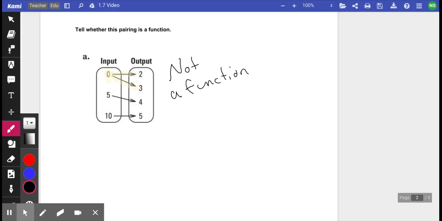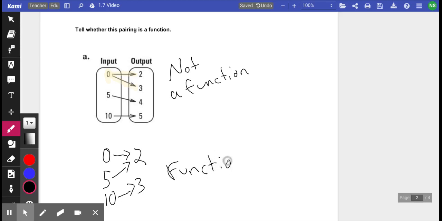If it were the other way around and we had different inputs giving the same output, that would be okay. So if we had something like this, this would be a function. So make sure that when you're looking at these mapping diagrams, each input is only going to one output. You cannot have an input going to multiple outputs.